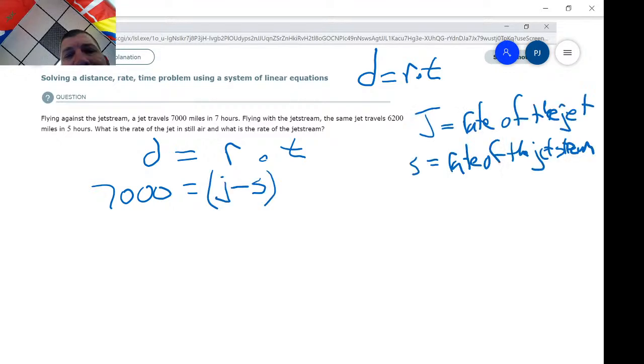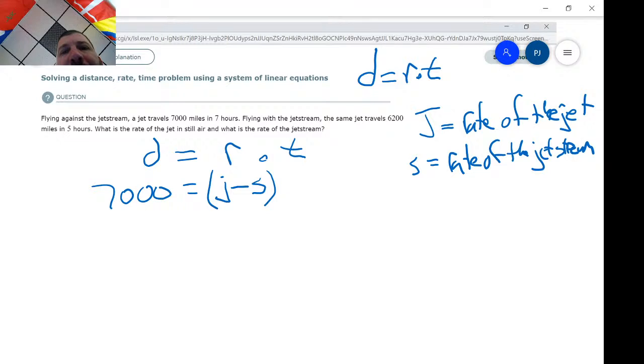Okay, so my total rate of the moving object is going to be what the jet wants to do in still air minus the jet stream, which is pushing against me. And we know the time was 7 hours. It says we went in 7 hours. So we call this equation 1.